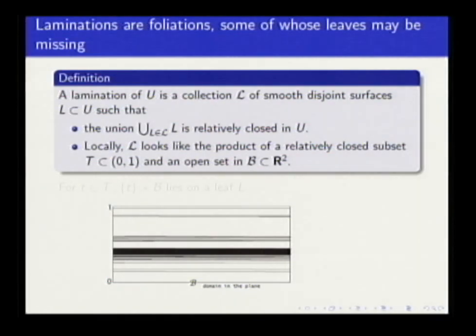But what I want to emphasize is this. Let me see. Yeah. So this closed set T might have limit points. And those points correspond to horizontal line segments that are limits of other line segments. And I'll call those leaves limit leaves.